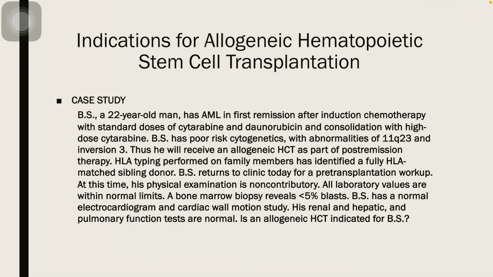For understanding, we use this case study to understand different aspects of allogeneic hematopoietic stem cell transplantation. First of all, indications. The case study given here is a young 22-year-old patient who has AML in first remission after induction chemotherapy with standard doses of cytarabine and daunorubicin and consolidation with high dose cytarabine. He has poor risk cytogenetics.